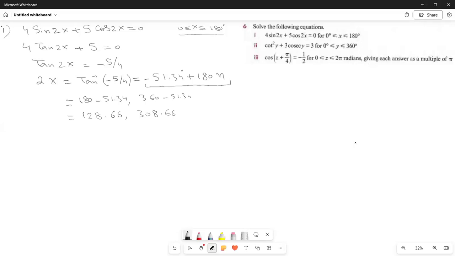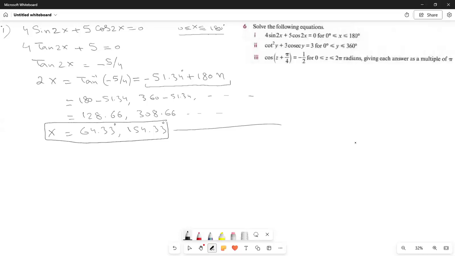In fact, at this stage, I should consider a few more values. So you have many values here. Now when you take x, you need to divide everything by 2 again. When you divide by 2, it will give you 64.33, and next would be 154.33, and all the others will be beyond this range. That's why I'm not including them. So this is my final answer. Only these two values will be included in the final answer. I hope it's clear.